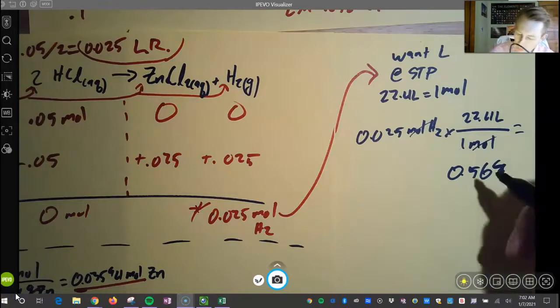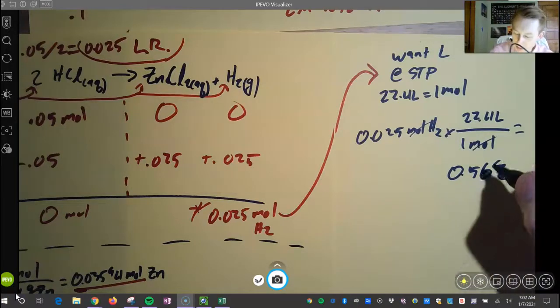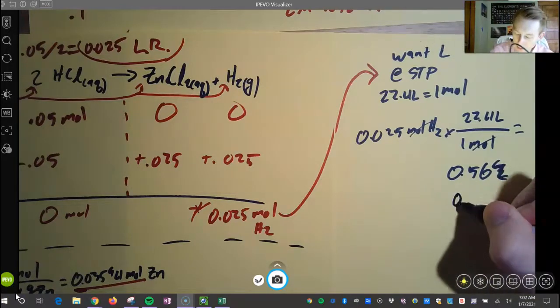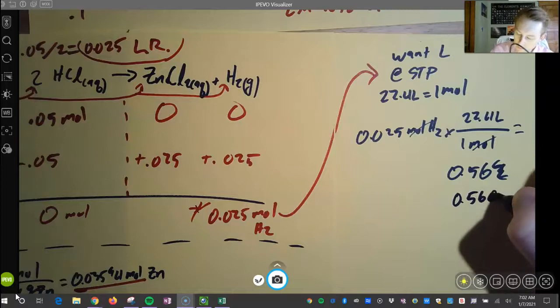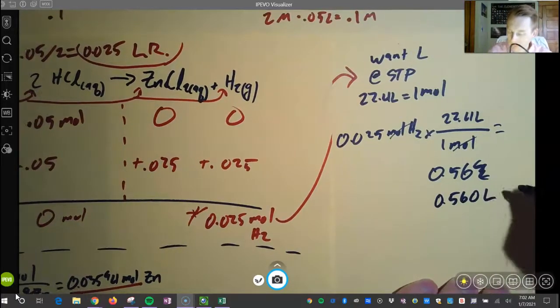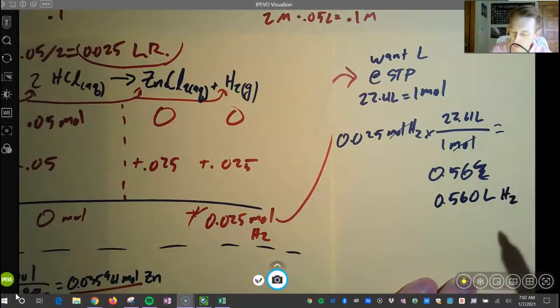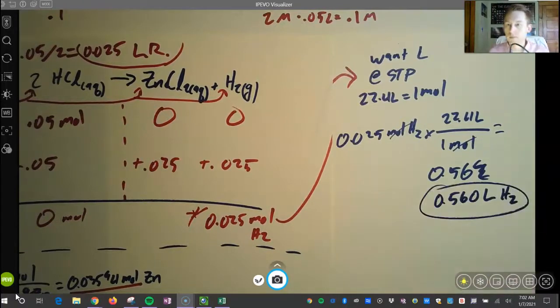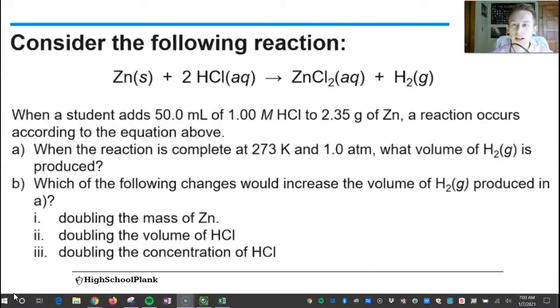0.56 is what my calculator says, but then I want 3 sig figs, I think, if I remember correctly. So I'll add a 0 on there. Liters of H2. Alright, so part A is complete.